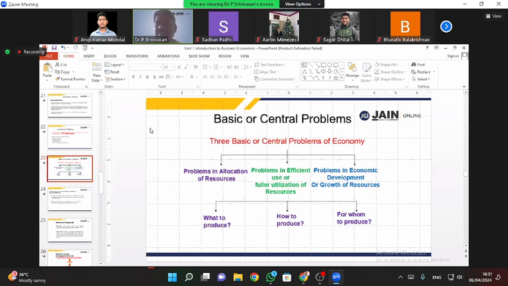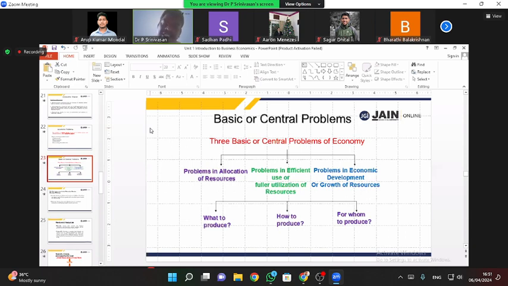What is the economic system? Very simple. These questions should be answered by whom? In India, what to produce, how to produce, for whom to produce is answered by the private sector and the public sector. India is a mixed economy. Why? Because the decisions on these three questions are taken by both, and that is why we say India is a mixed economy.